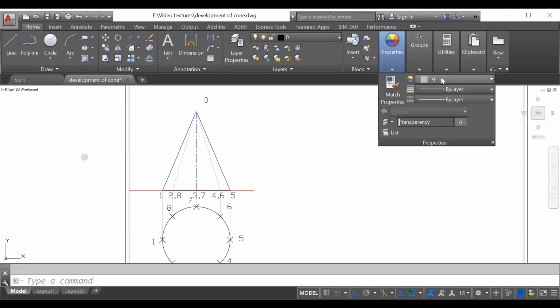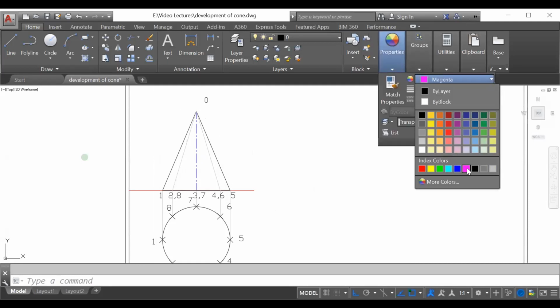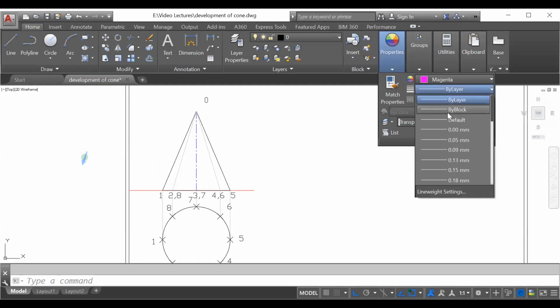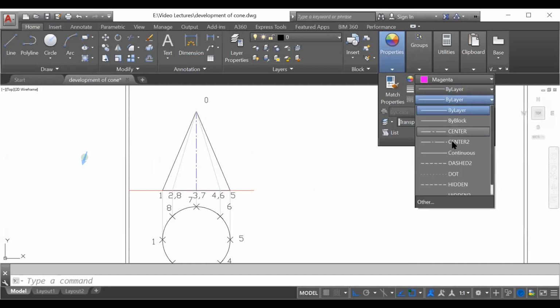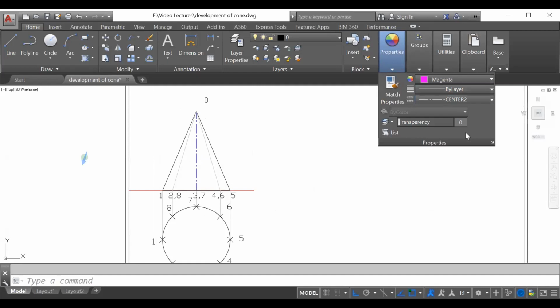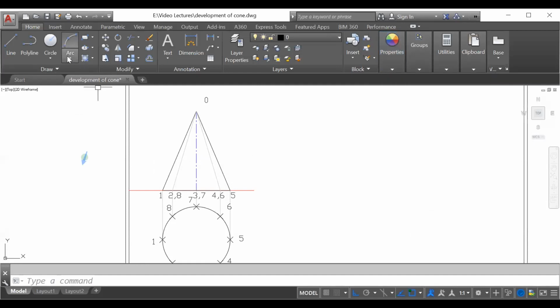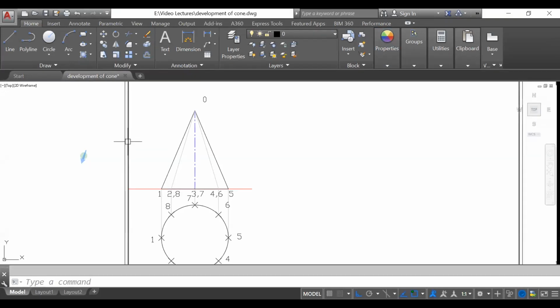I will use this magenta color, and the line type is phantom. Where is phantom? Okay, phantom is not loaded here, so I will use center now. And then I will use the line.